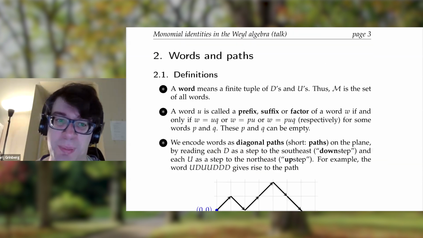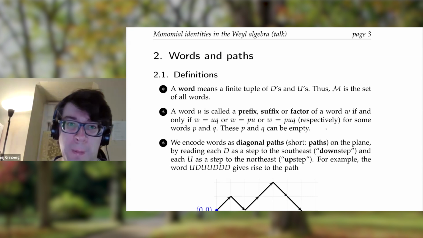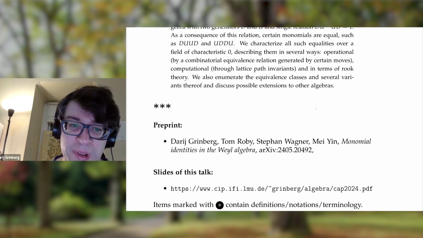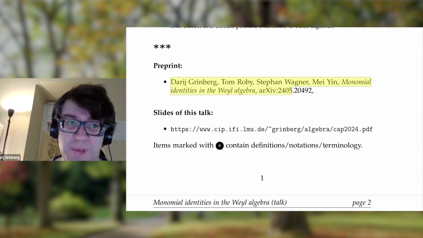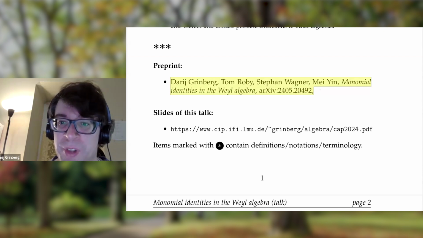And I might sketch a bit of the proofs, but don't count on it. The whole thing is already on the arXiv, and it will be updated pretty soon with a little bit of details here and there.